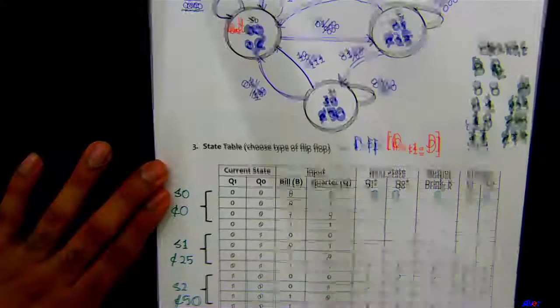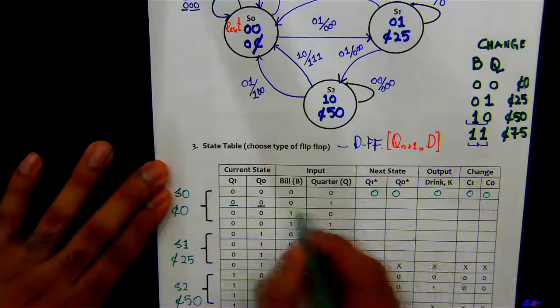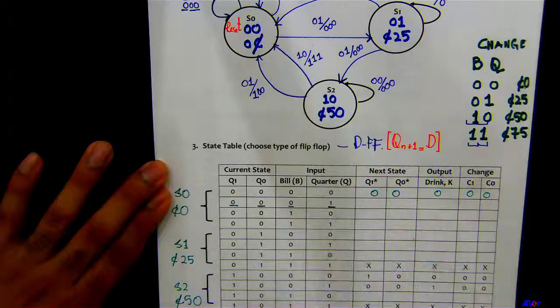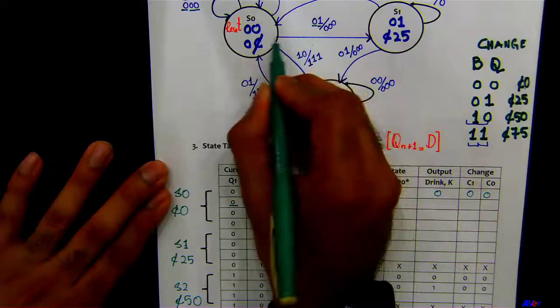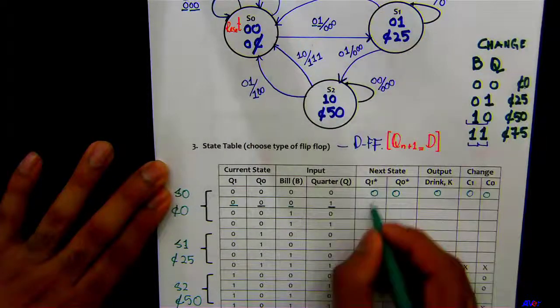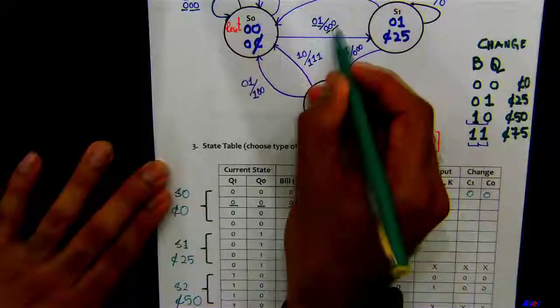Okay? Let's do this one. Again, the present state is 0 cents. Bill is 0. Quarter is 1. So when bill was 0, quarter was 1, it went from S0 to S1. And S1 is 0, 1. Right? Drink is 0, change is 0.